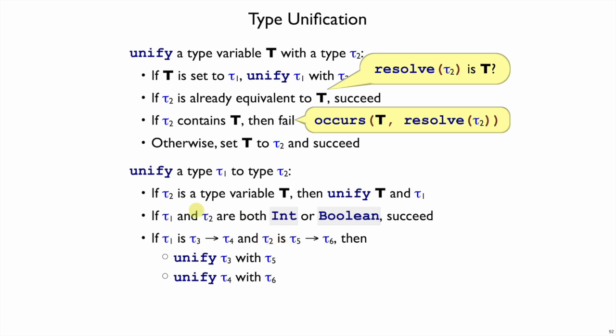Now there are still many other possibilities, like maybe tal1 is a boolean and tal2 is an arrow type. But in all those other possibilities, we have some sort of mismatch and we fail. So it turns out that these are all the cases for unify, and you can see it's not just a simple recursion over the structure of our types. We have to really consider all the different kinds of interactions between these two arguments.